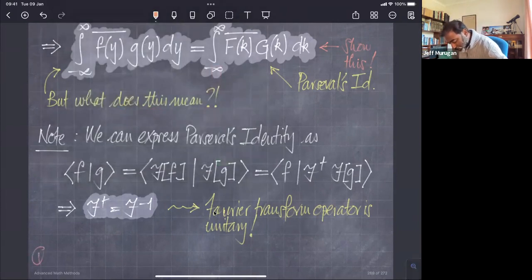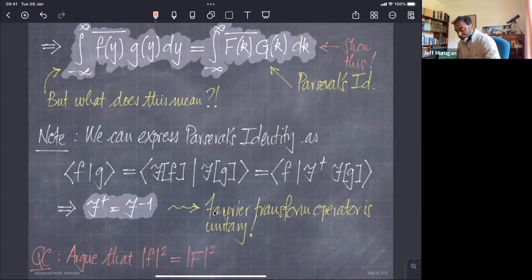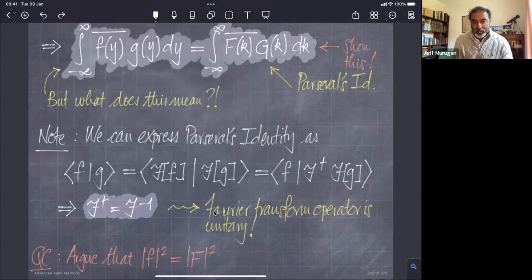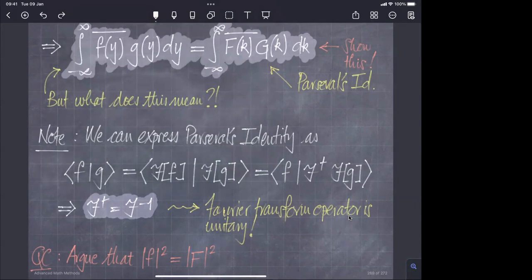I'm going to give you a quick calculation to follow on from this, and that is to show, using Parseval's relation, that the square modulus of f and its Fourier transform are equal. And then I want you to think a little bit about this and what this might possibly mean and whether you're actually surprised by that statement. Does everybody have it down? Can I move to the next page? Yes. All right.